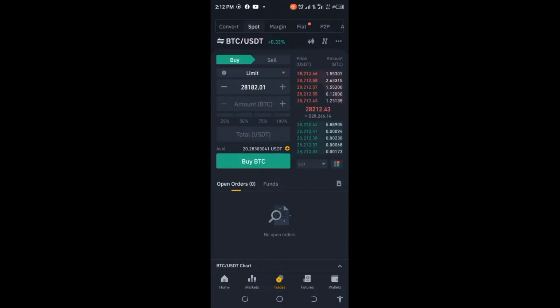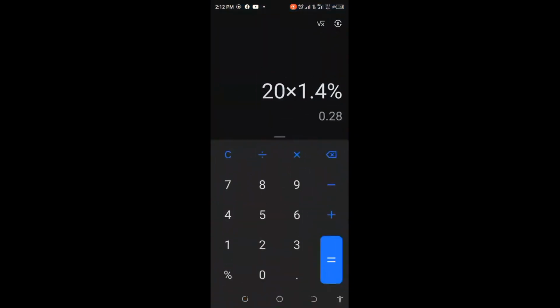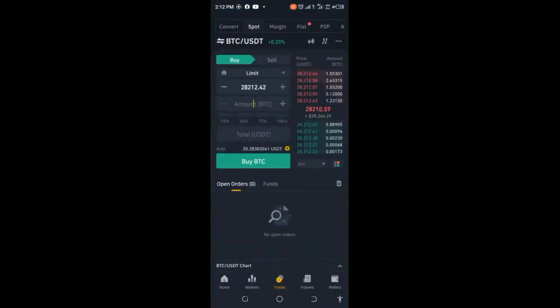So if we check what that is in terms of mathematics, what is 0.3% of $20? That's times 0.3%. Okay, that's 6 cents. That's actually understandable. So always prepare for that whenever you're doing your trade. So anyways, I hope you learned something. This was a successful triangular arbitrage.